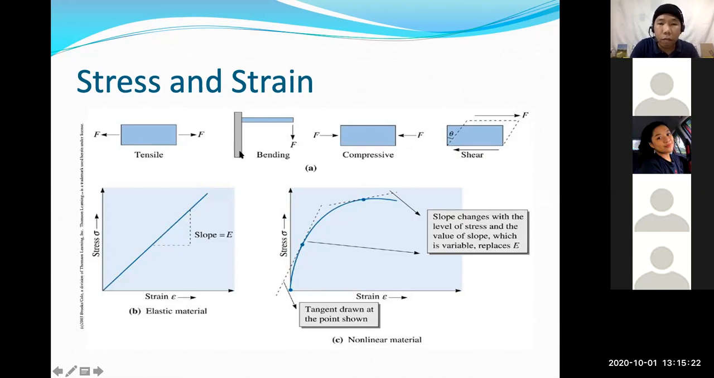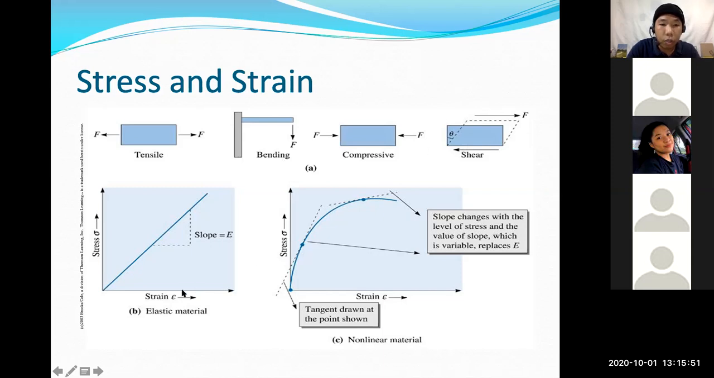And you have the bending force, direction of the force, downward. And then you have here the compressive force. Direction of the force is inward. And lastly, you have the shear force with the direction of the force. You have here the angle theta. So direction of the force going to the right, and here the direction of the force going to the left.